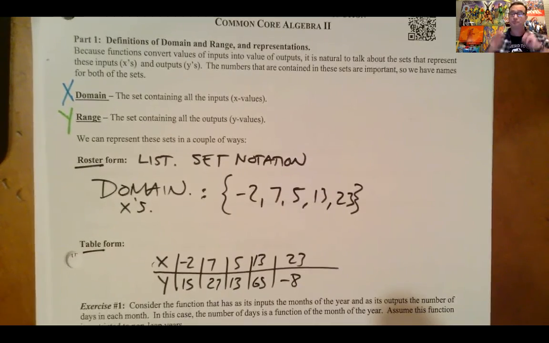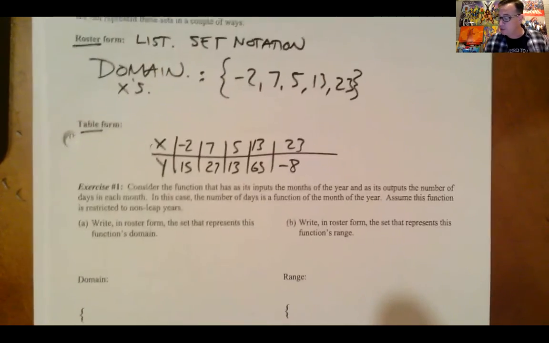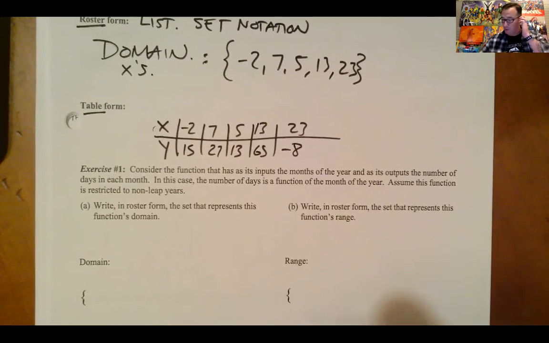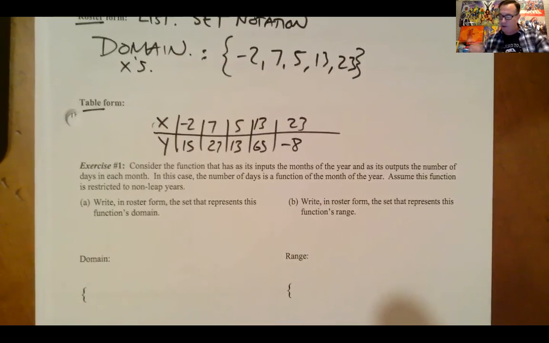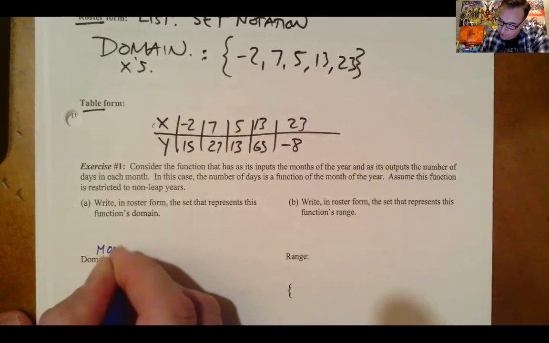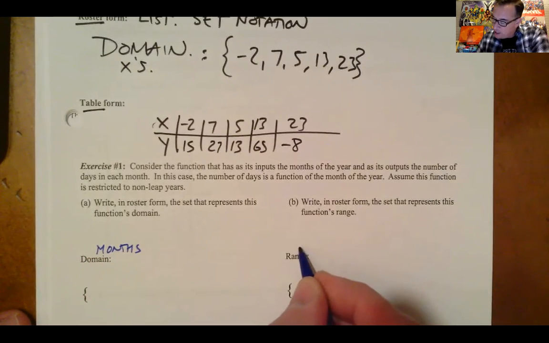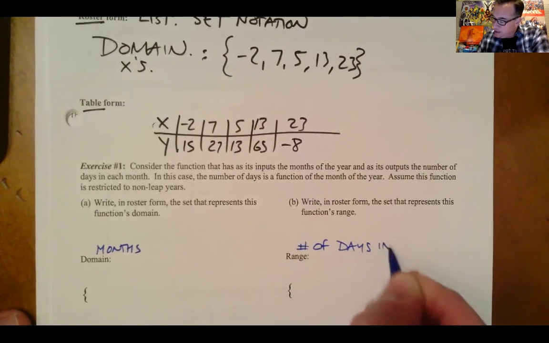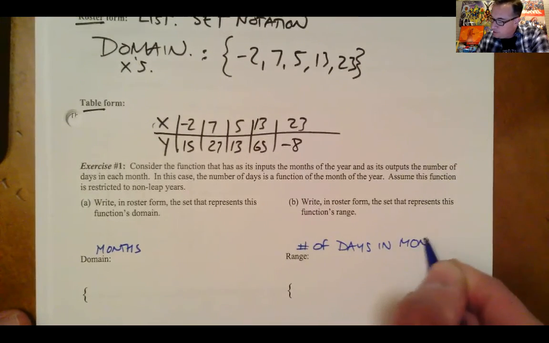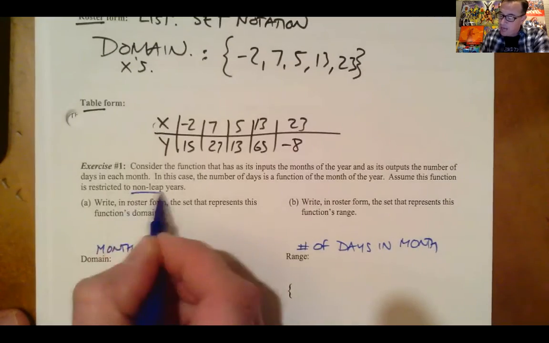Okay. Now, as a quick example, we're going to be kind of rolling through here and making a domain and range of a general list. So here, let's say the function is: our inputs are the months of the year and the outputs are the number of days of the month. So let's just write this. Our domain is our input, so what we will put over here, our domain is the months, and the range is the number of days in the month. Now, we assume the function is restricted to non-leap years.